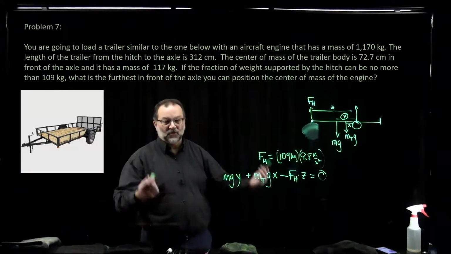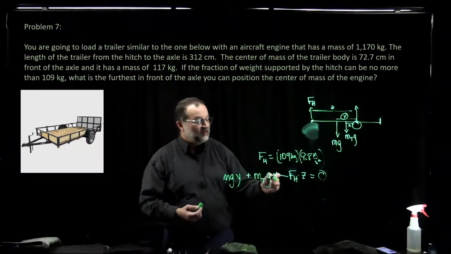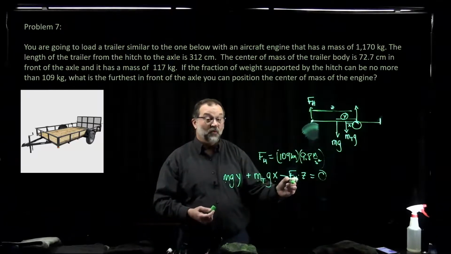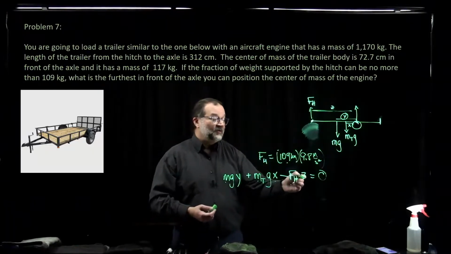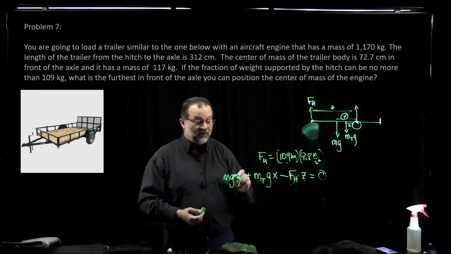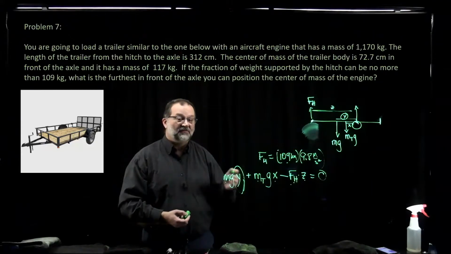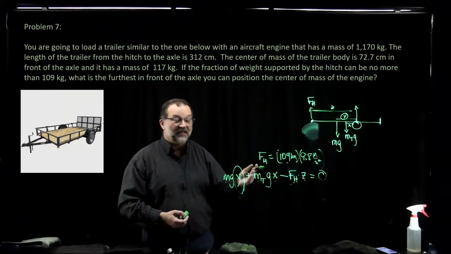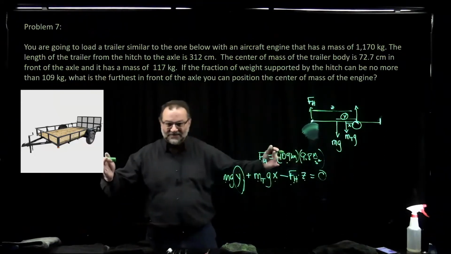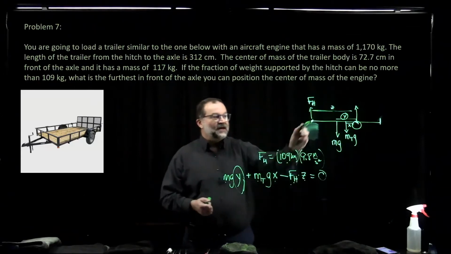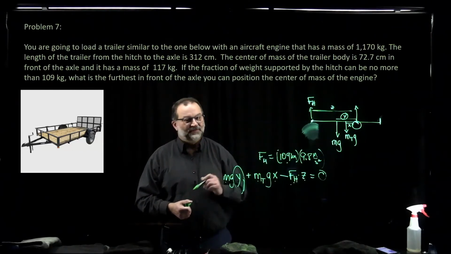So we put together our torque equation. We know the mass, we know this mass, we know that distance, we know this force because we're given enough information to figure out what it needs to be. We know that distance. The only thing we don't know in this equation is y, which is what we're looking for. How far in front of the axle, how far in front of that point of rotation can we put the center of mass of this engine, and not put too much force on the hitch? And that's it for problem 7.